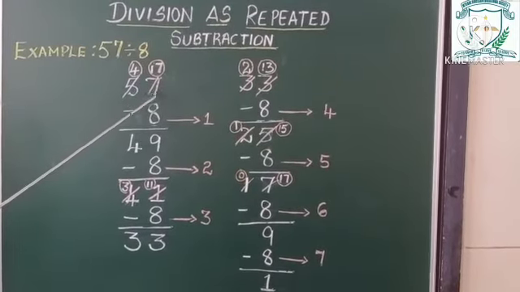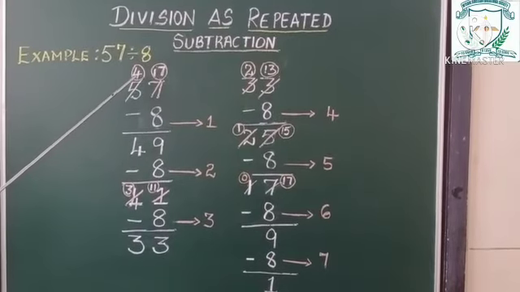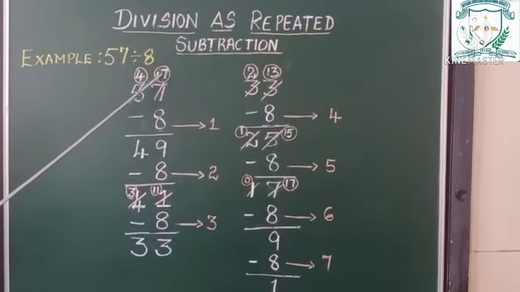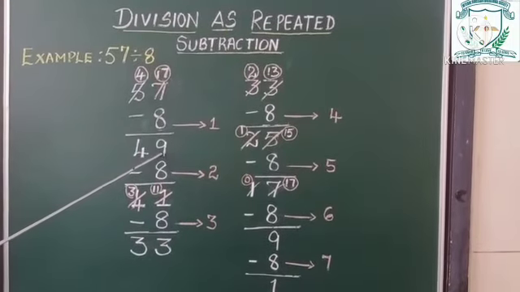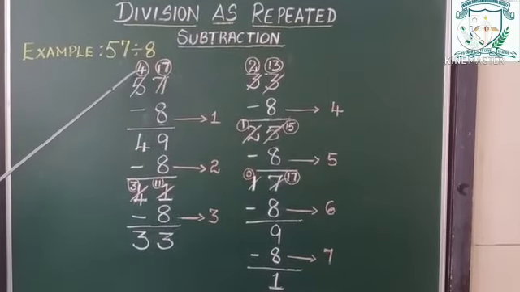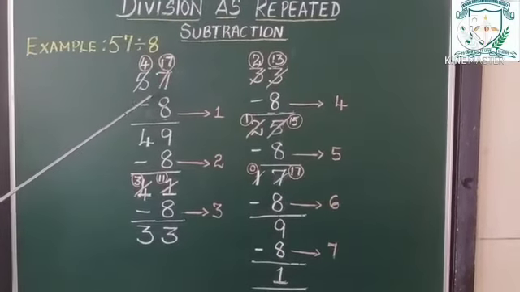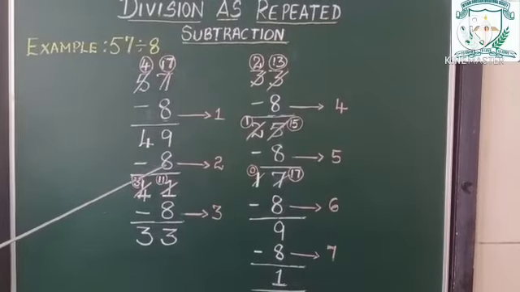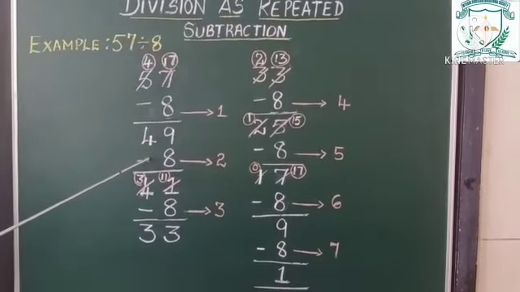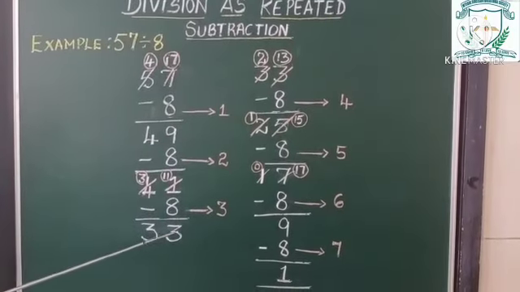57 minus 8. 7 is less than 8. Borrow from the tens place, leaving 4 tens. 17 minus 8 is 9. 4 minus 0 is 4. 57 minus 8 is equal to 49. 9 minus 8 is equal to 1 and 4 minus 0 is 4.